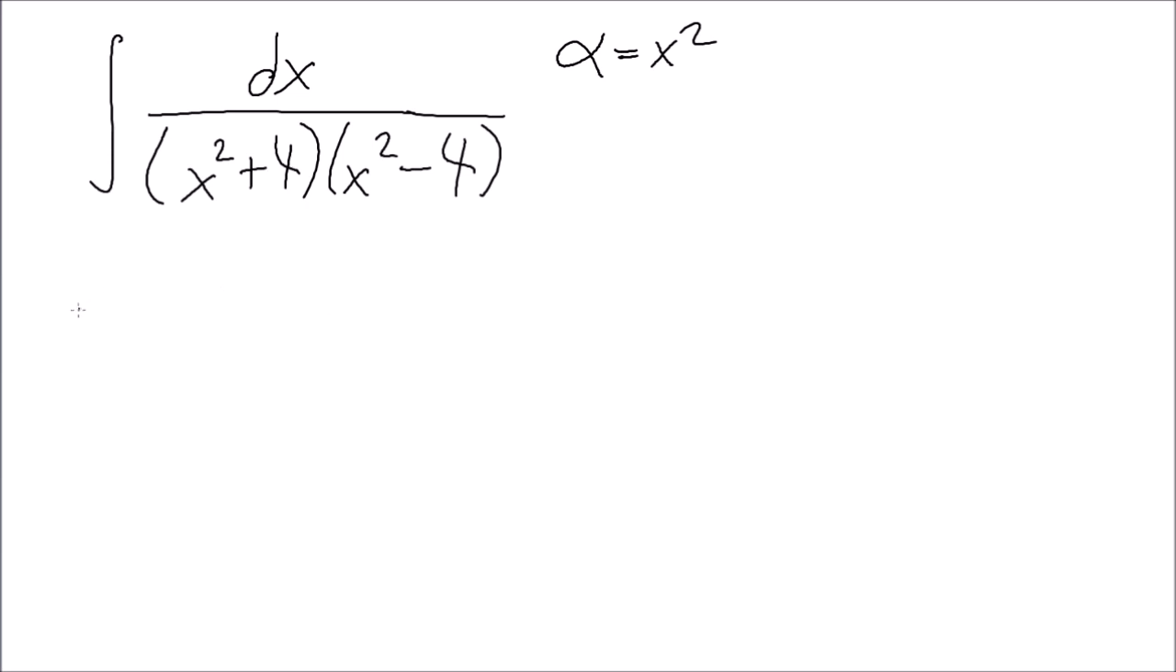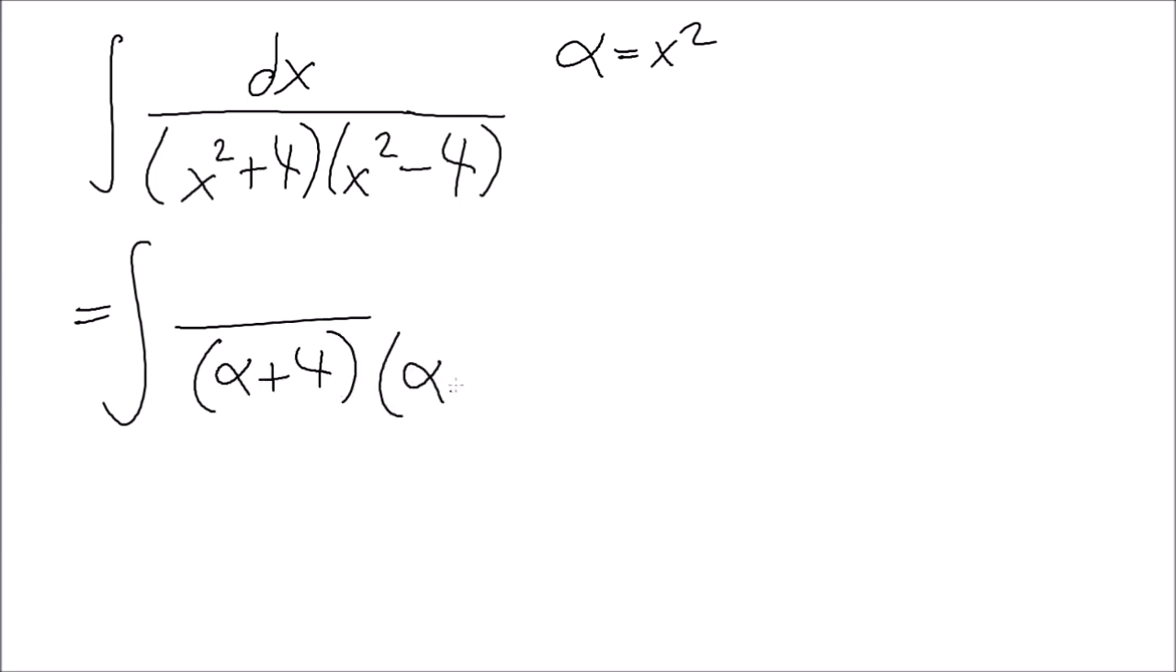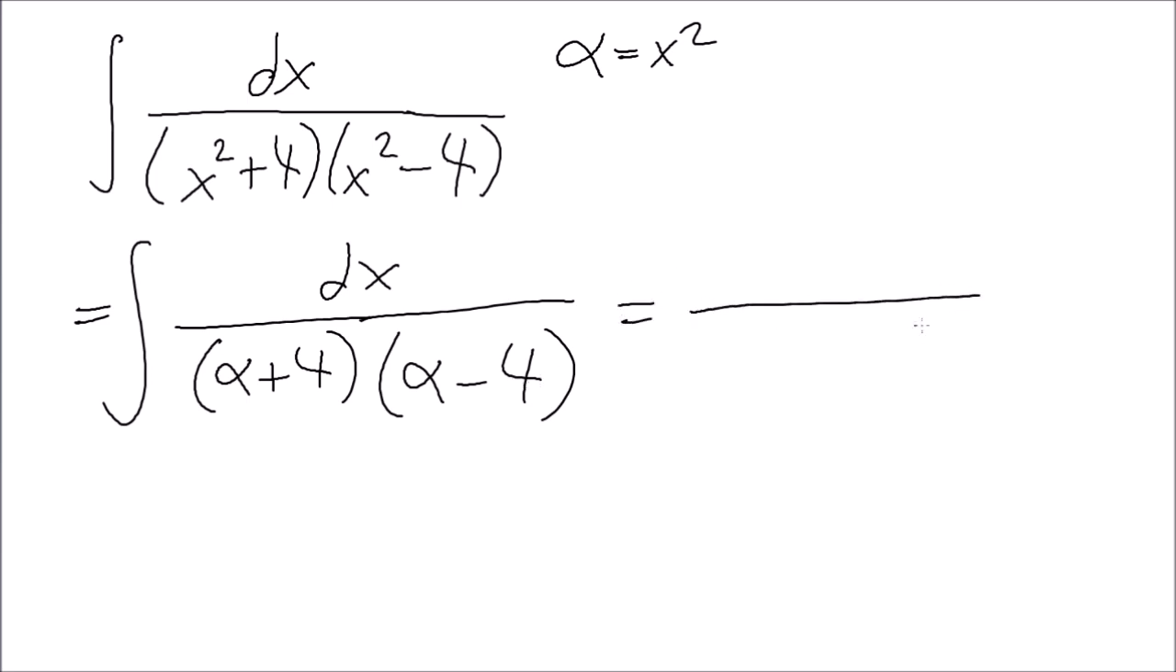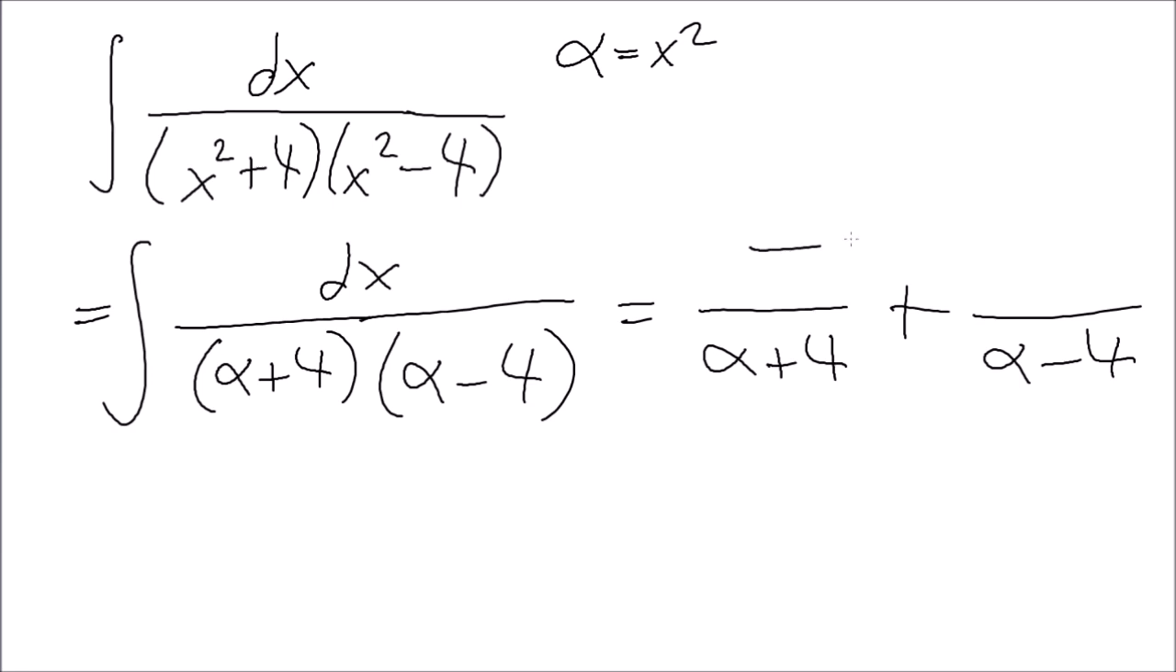Okay, and this is just algebra related. It's just algebra related. Okay. And now we see this as a linear function. Okay, no problem. Alpha plus 4. Alpha minus 4. Okay. And then our numerator is just 1. Plug in negative 4 here, that's negative 8. Plug in 4 here, that's 8. Okay, cool. And then you plug in alpha back.